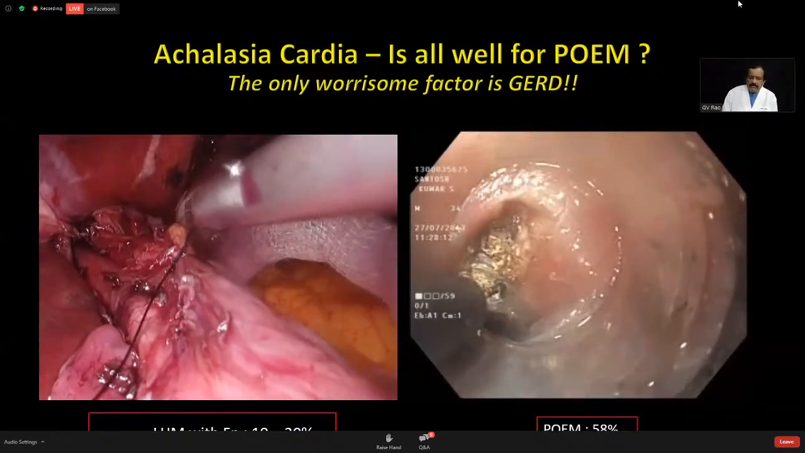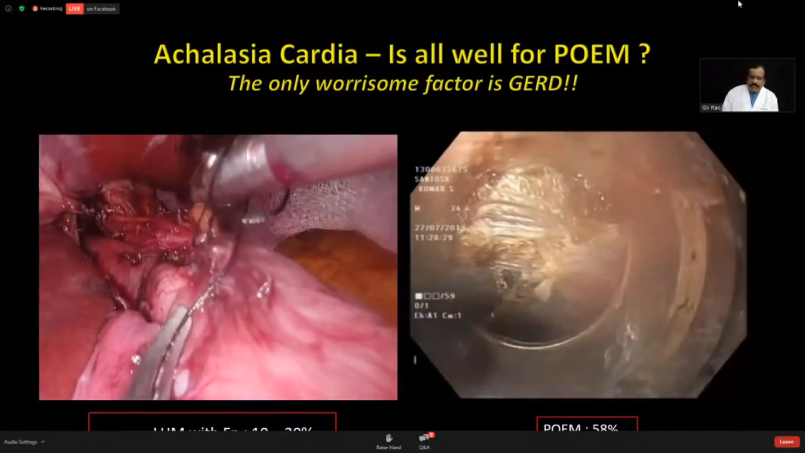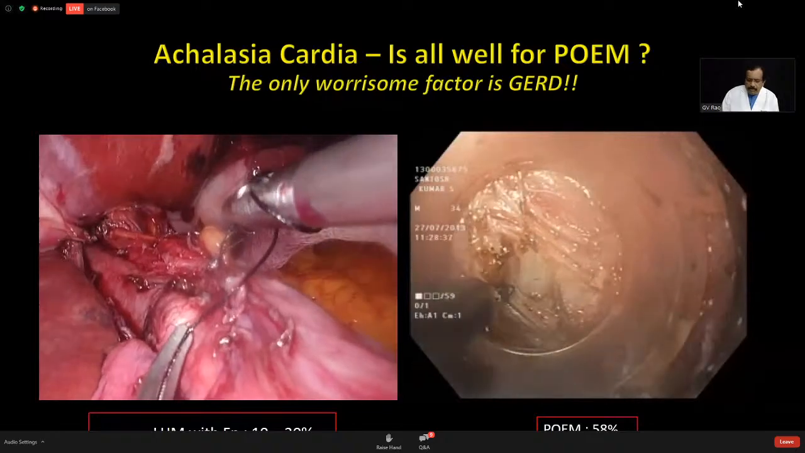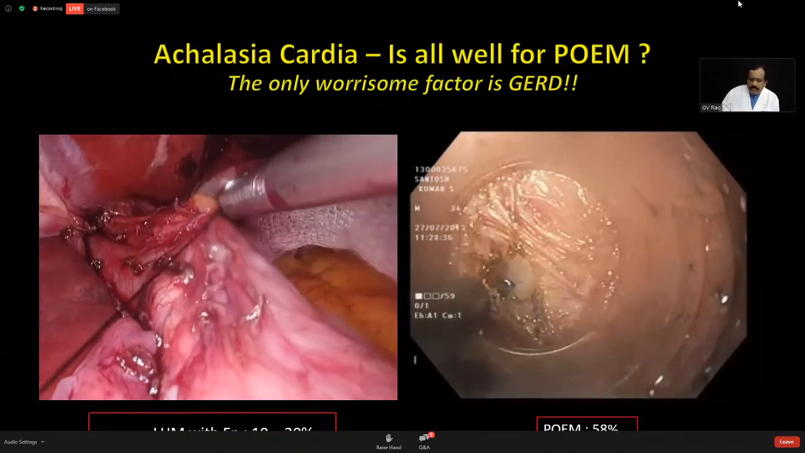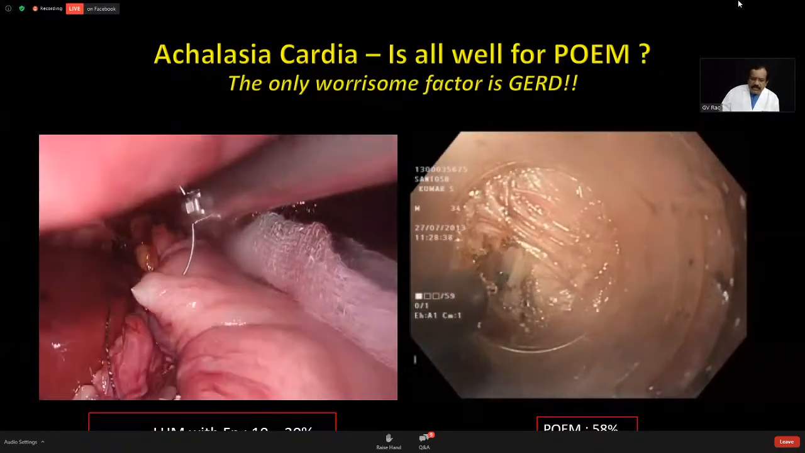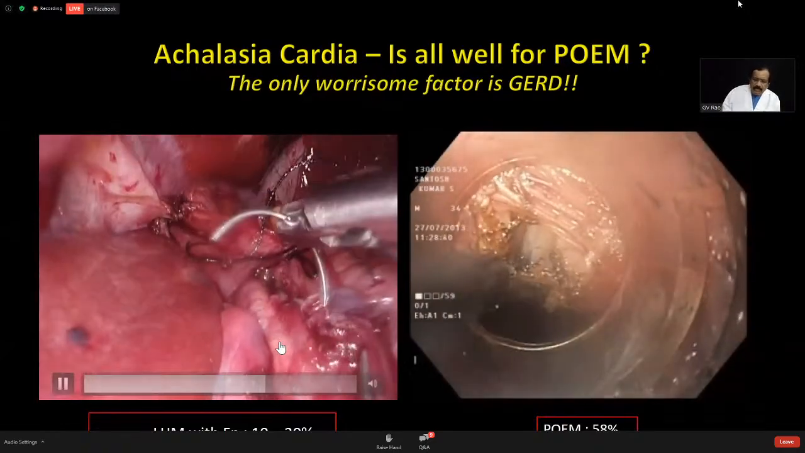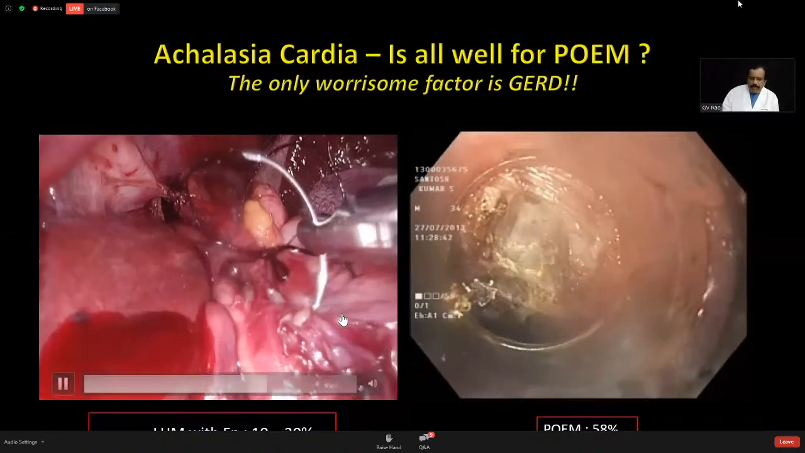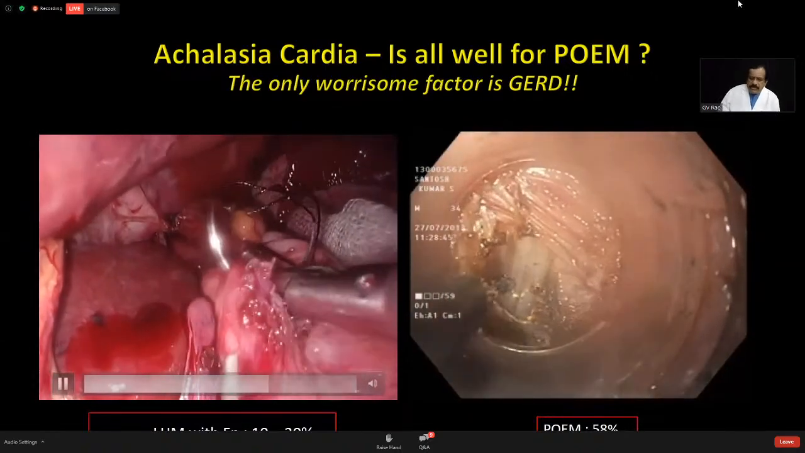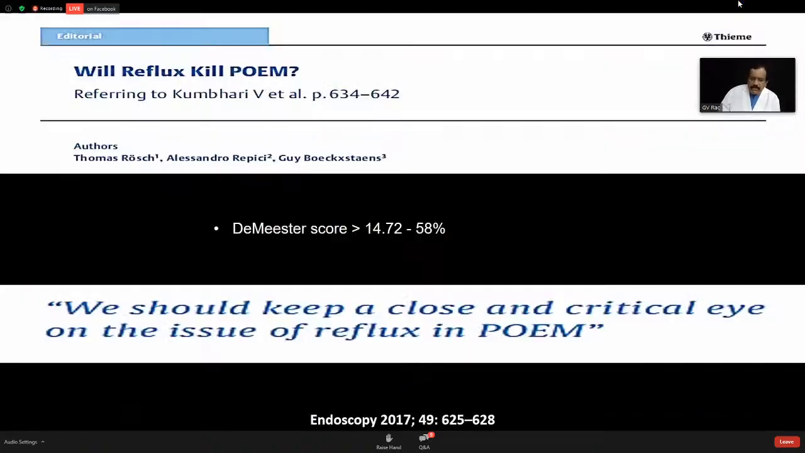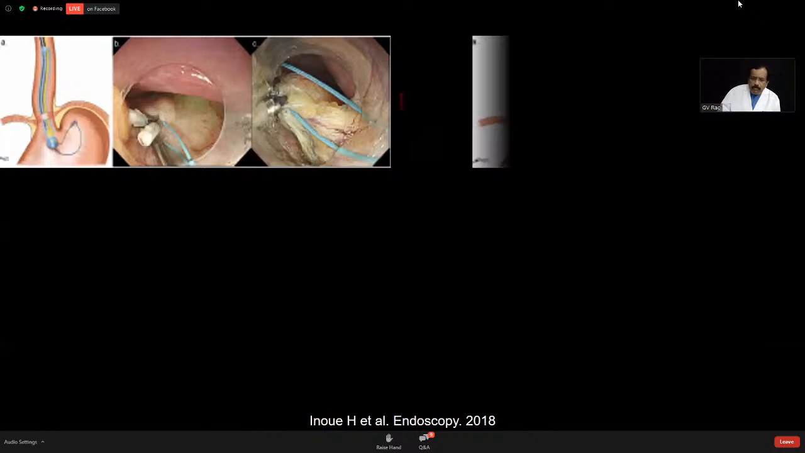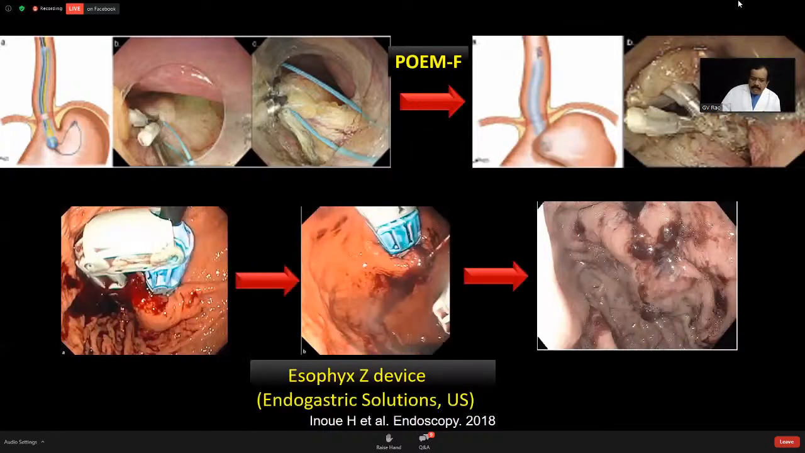The biggest drawback of this endoscopic POEM procedure is basically that a significant number of these patients seem to have gastroesophageal reflux disease. Now, whenever we are doing a laparoscopic procedure, we always do a partial fundoplication to overcome this, but this is not possible as of today endoscopically. But there are ways and means, because there was an initial editorial thinking that reflux could kill the POEM procedure, but no, POEM has come in a big way.